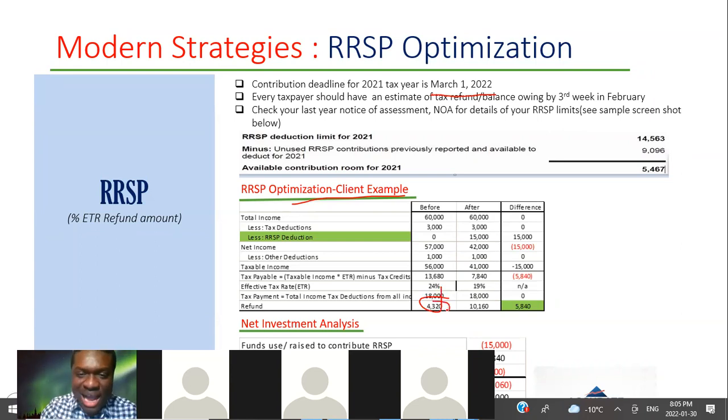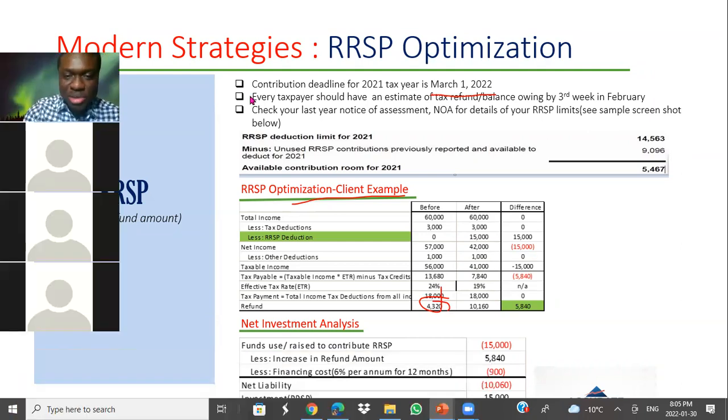And the client says that I want to get more from the government, and I want to also increase my savings. So the client does not even have enough savings. And the client, based on what is beneficial, went to his line of credit to take money to buy RSP. So this client bought RSP worth 15K.